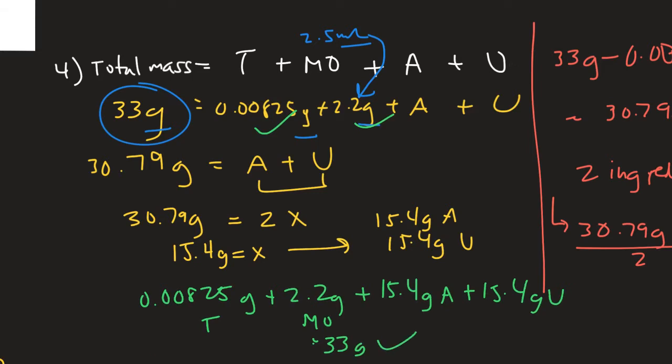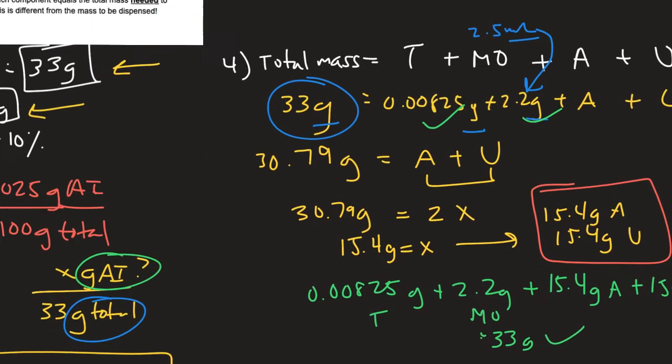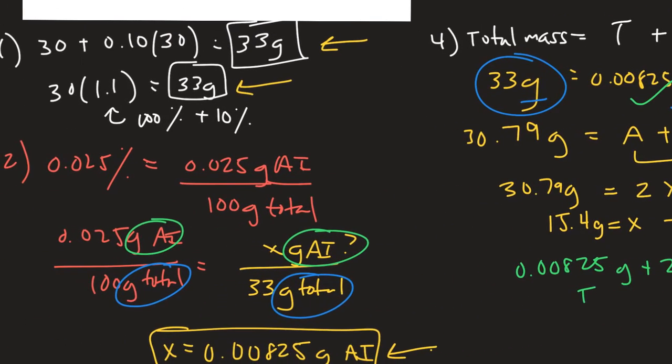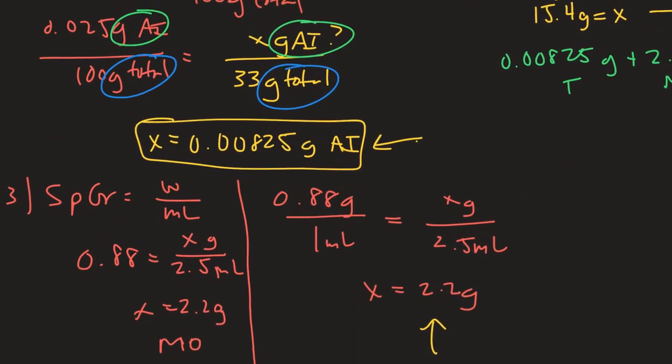So we did solve for each component, 15.4 grams of each base and 0.00825 grams of AI plus 2.2 grams of mineral oil.